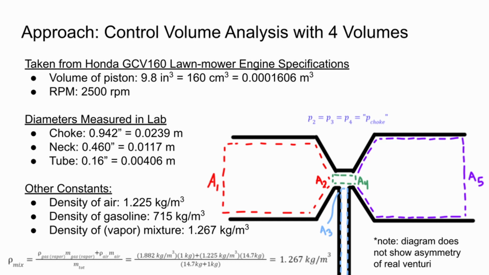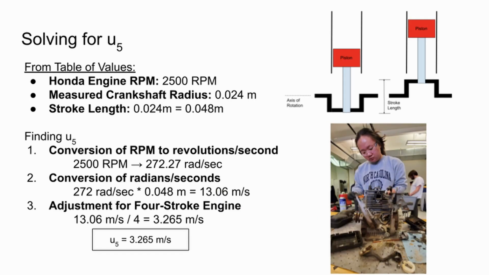We chose to do 4 different control volume analyses: one before the throat, one containing the throat, one after the throat, and one encapsulating the gas intake. The red control volume has air, the green and purple ones have an air-gas vapor mix, and the blue one has liquid gas. The velocity at the exit of the carburetor is determined by applying conservation of mass to the crankshaft piston. We found that the RPM of our engine was 2,500. Using calipers, we measured the stroke length of the piston to be 0.048 meters.